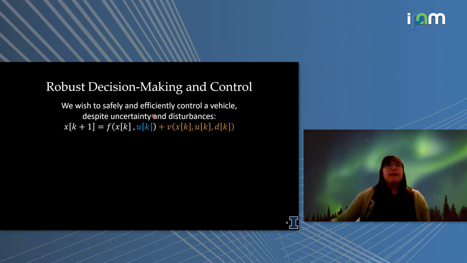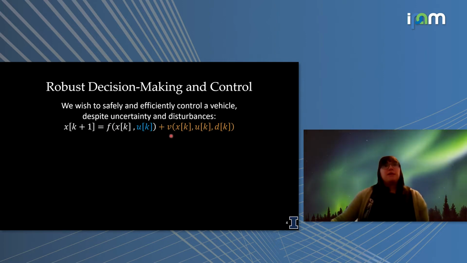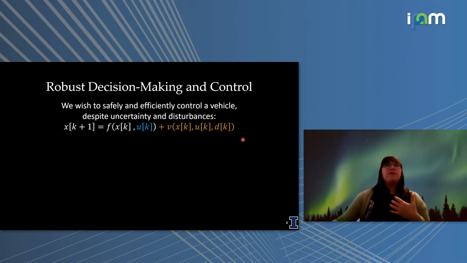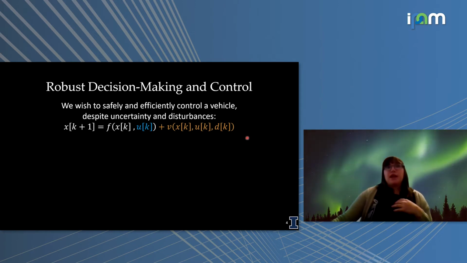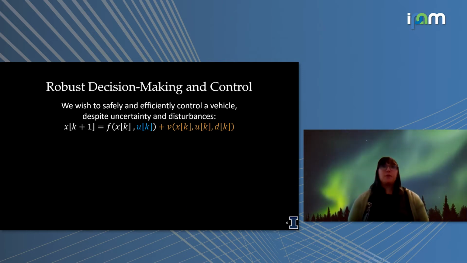So we want to find the controller that will guide the system that's governed by some dynamics F. And we want to safely control this vehicle even in the presence of some uncertainty or disturbances. We often capture this as some additional term that can be a function of some uncertainty as well as the states or the control itself. This is the classic formulation of robust control.